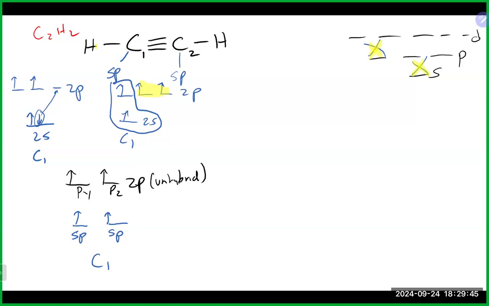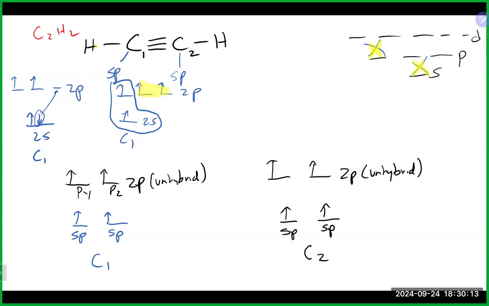Now, because carbon number 2 in this case is identical, we will get basically the exact same arrangement for carbon number 2. So I'm not going to go through it again. I'm just going to redraw what we got going on. We will have our same sp hybrid orbitals. We will have our two unhybridized p orbitals, which each have an electron in them. So again, that is all of our electrons for our carbons in this case.